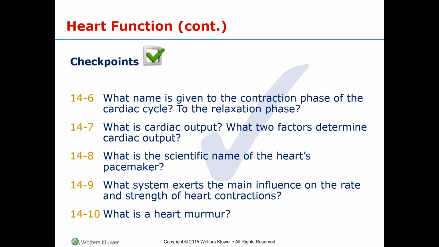And then the system that exerts the main influence on the rate and the strength of the heart contractions, that is the conduction system. And a heart murmur, again, is an abnormal sound.